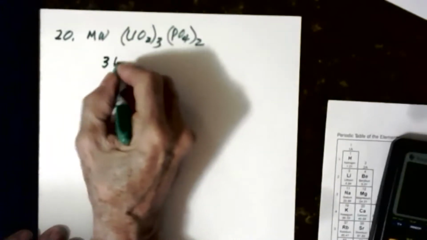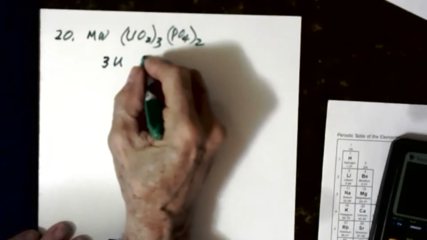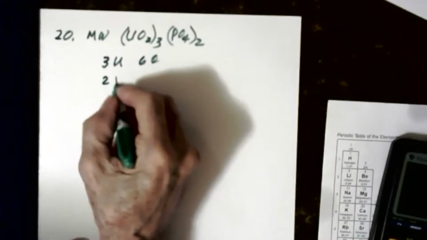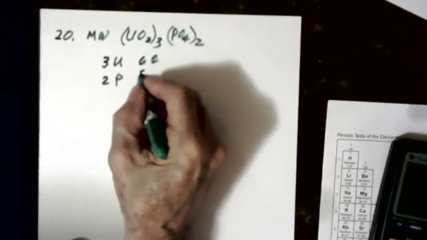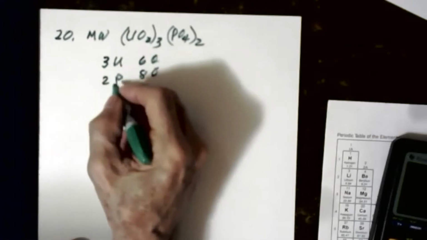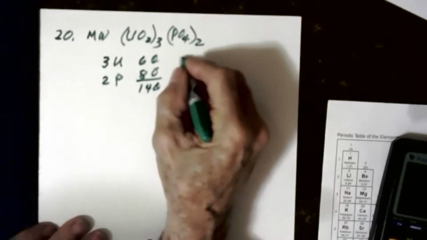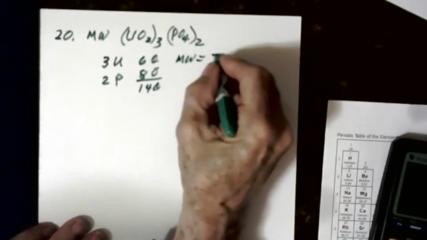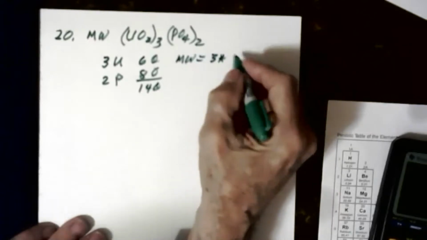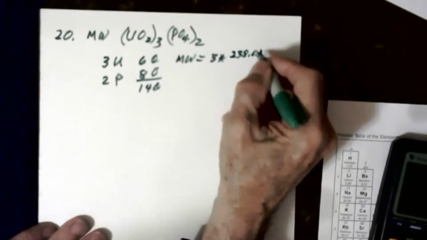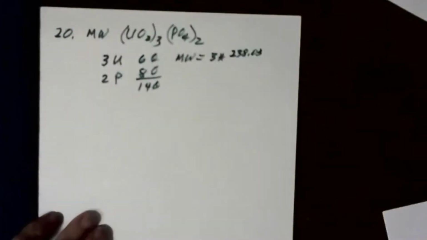Okay, well, we've got 3 uraniums, and from this part, we've got 6 oxygens. From this part, we've got 2 phosphoruses, and we've got 8 oxygens. So we've got 3 uraniums, 2 phosphoruses, and 14 oxygens in the compound. So the molecular weight is going to be 3 times uranium, 238.03 from the periodic chart right here.